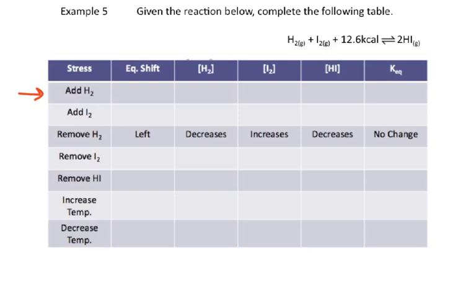So, finishing off the table, if we add H2, we shift to minimize that stress. We're going to try to use it up. H2 is on the left. We're going to shift to the right to use that up. Now, we've actually physically added H2, so its concentration will increase. I2 being on the left will have its concentration decrease. HI being on the right, concentration will increase. And no change in KEQ since this is not a temperature change.